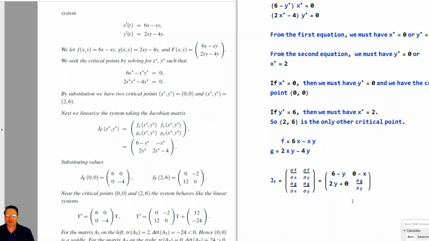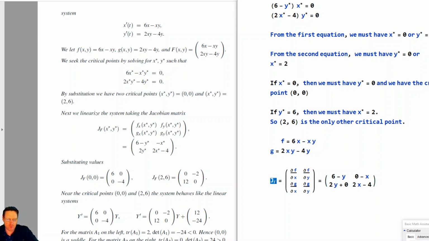Okay, now the derivative of g with respect to y partially, so we start with the derivative of 2xy with respect to y partially, we get 2x, and then the derivative of minus 4y with respect to y is minus 4. And so we have our Jacobian matrix.